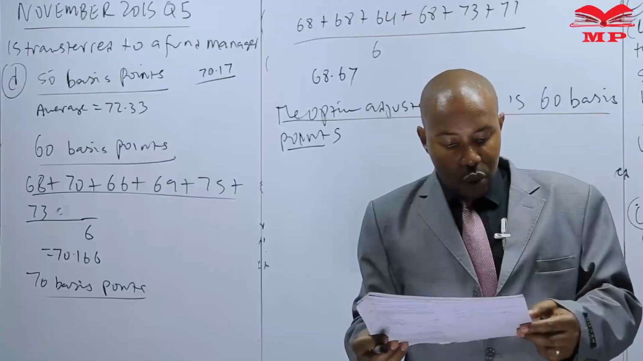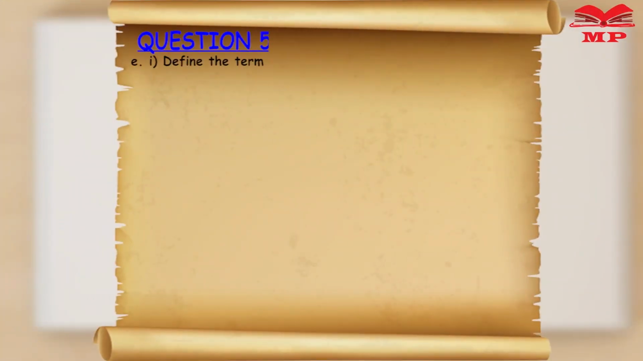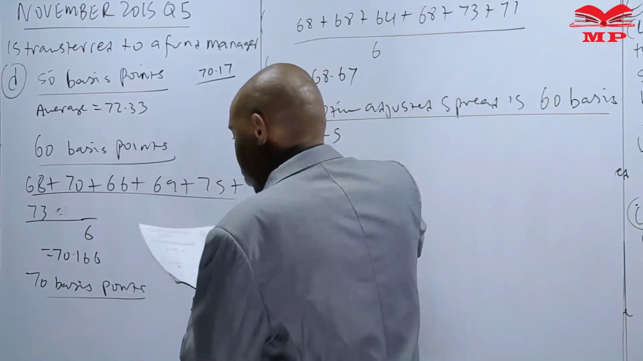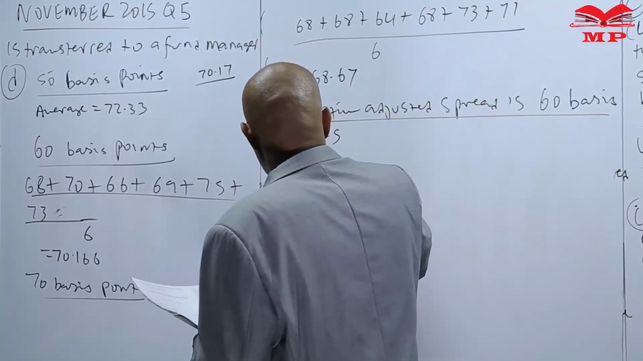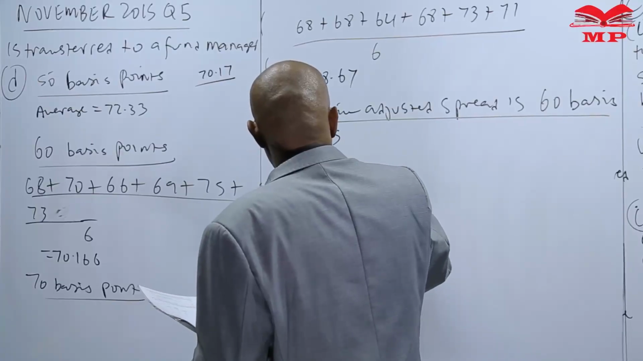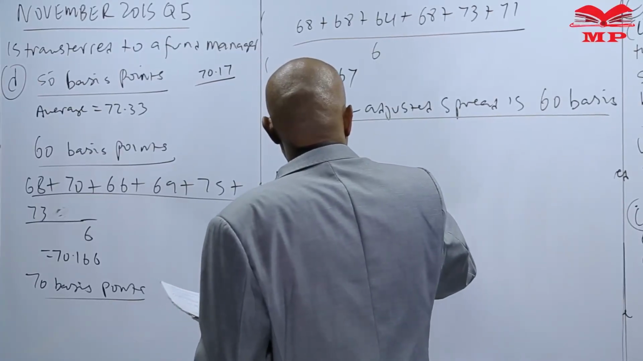Now moving on, we are going to look at part E of question 5. Define the term rolling return of a hedge fund. So we'll provide that explanation. We are looking at E, part 1, rolling return.